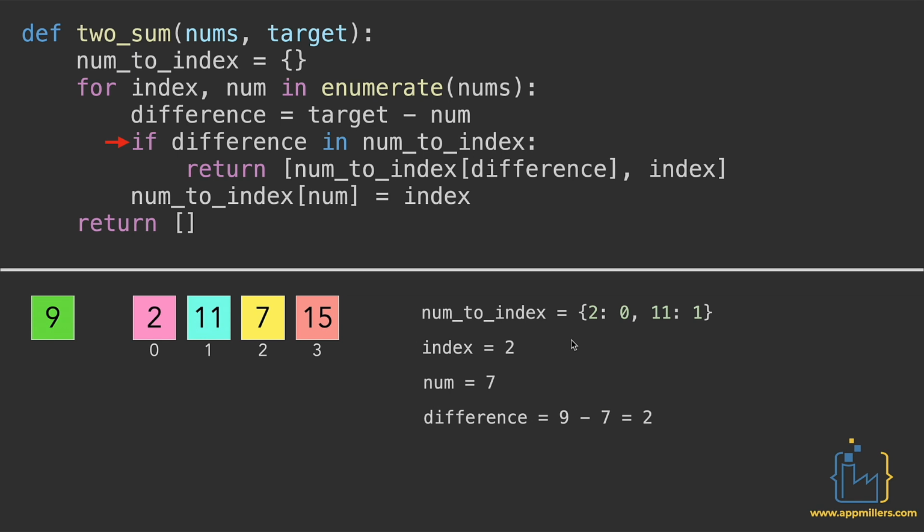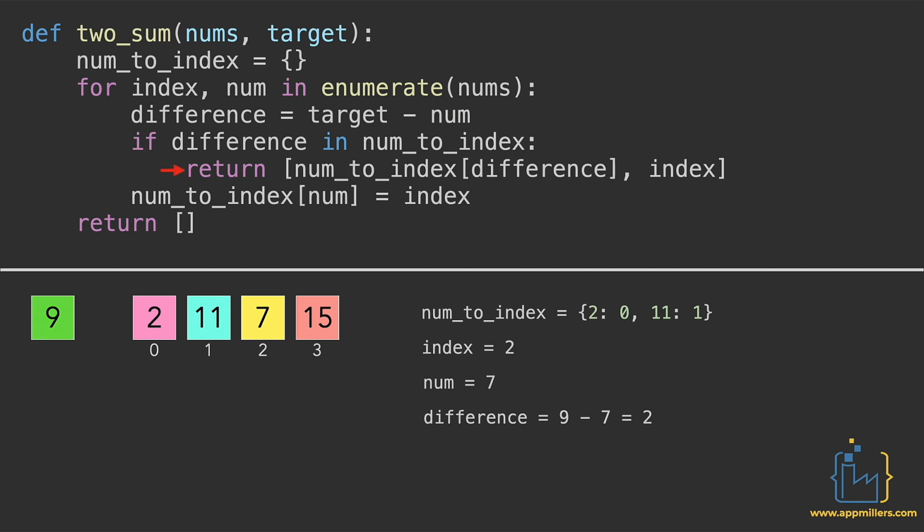So this means that if we take the current number and the number that we have in the number to index dictionary and sum them up, it's going to be the target number, because the difference between the current number and the target number gives us the number that exists in this dictionary. That's why if we sum them up, we are going to get the target number.